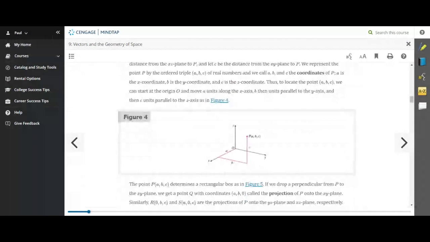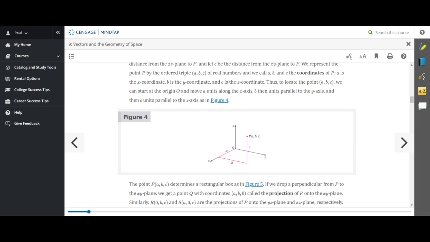So figure 4. Now figure 4, how do you plot a point in three-dimensional space? Well, you see that point P has coordinates A, B, and C. Okay, those are the coordinates of P. The A is what's called the X coordinate. So you start from the origin, that in figure 4, that's where the O is, at the origin. And you move forward a distance. If A is positive, you move forward a distance of A.